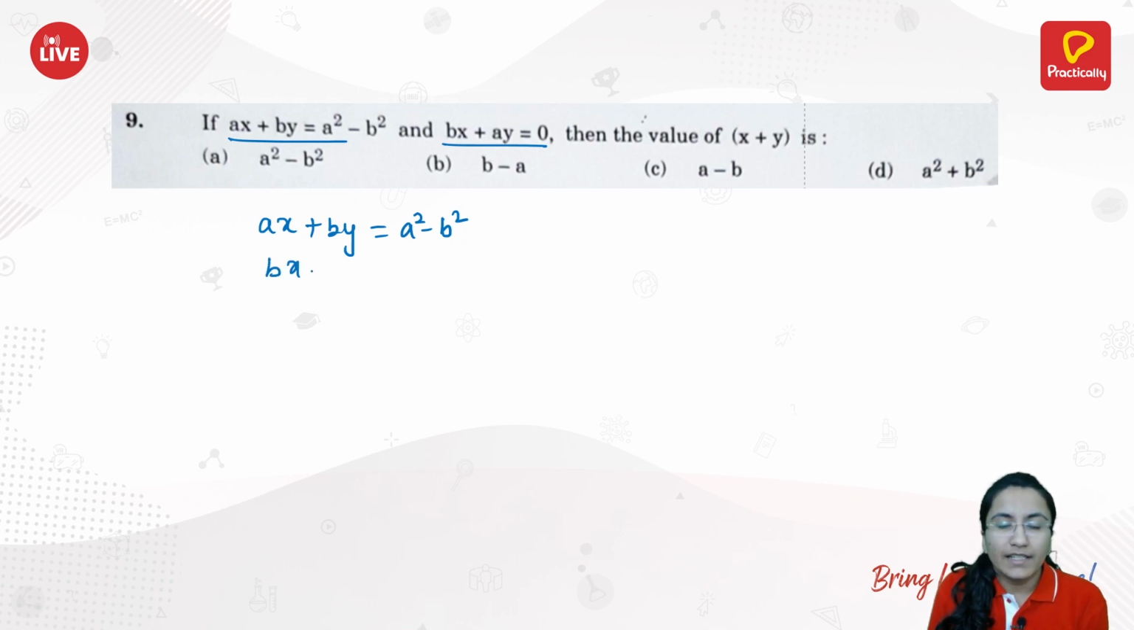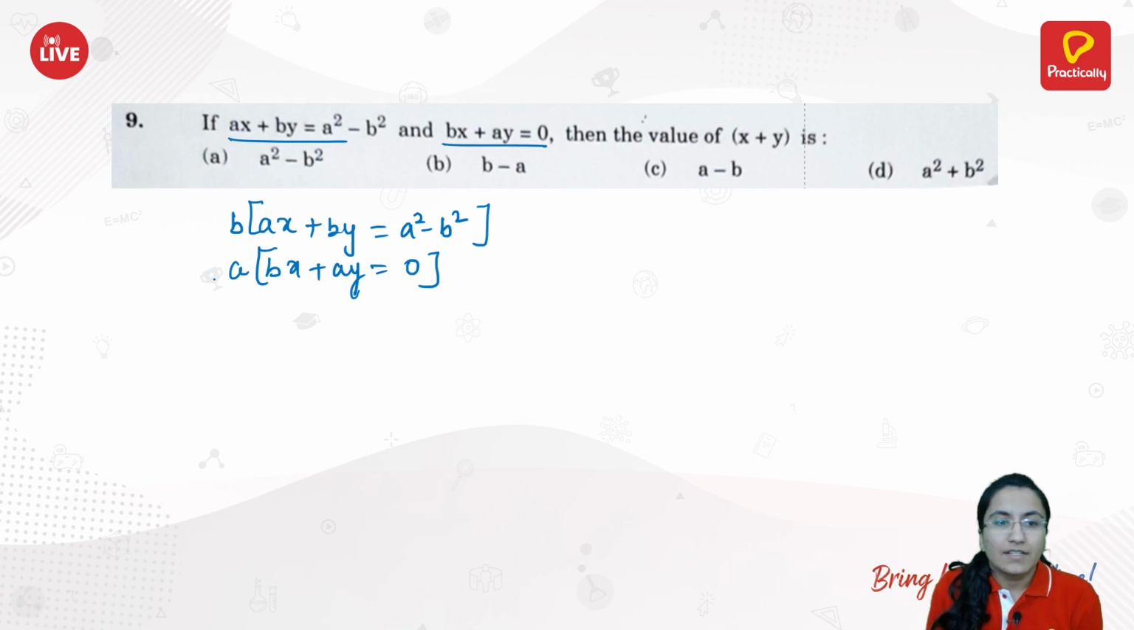Next we have bx plus ay equal to 0. So let's just do it by the elimination method. That would be easier for us to apply here. Multiply the first equation by b and the second equation by a, right? So the first equation could be written as abx plus b square y equals b into a square minus b square. Then the second equation is abx plus a square y equals 0.